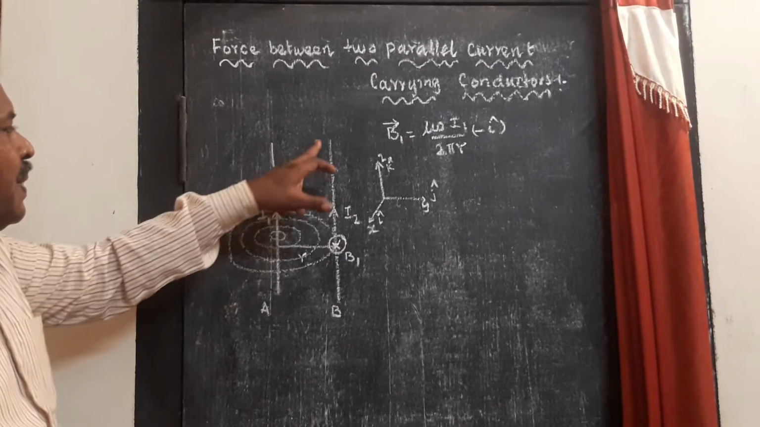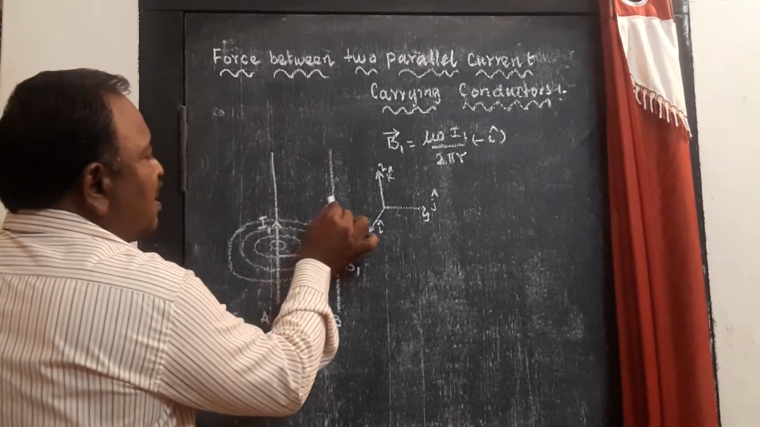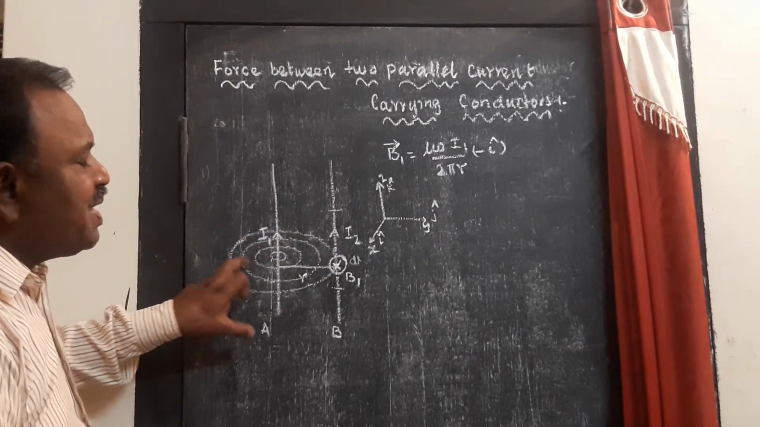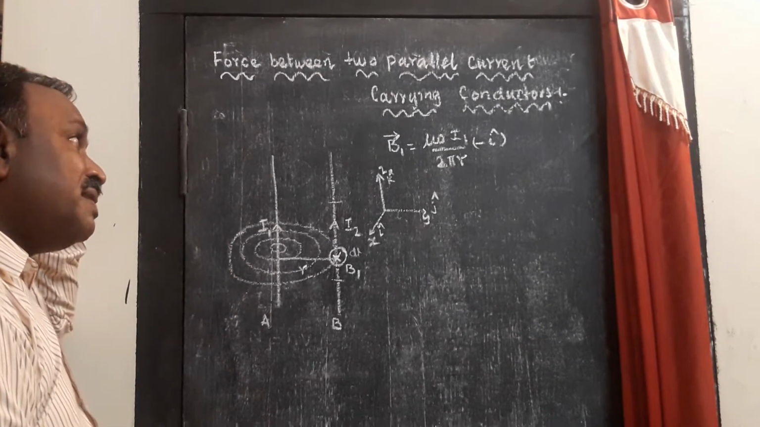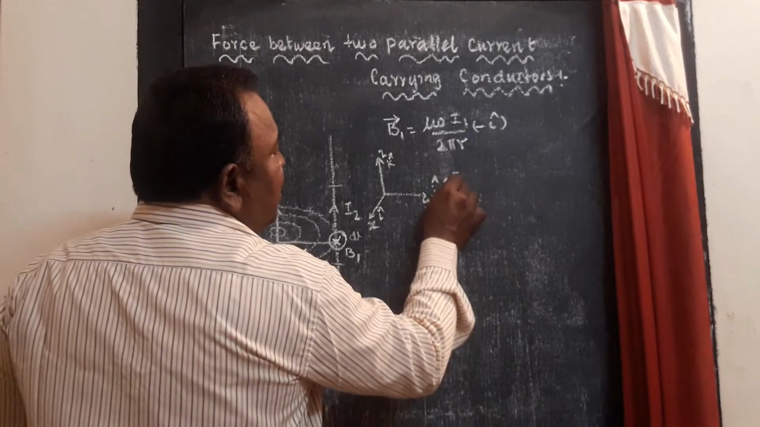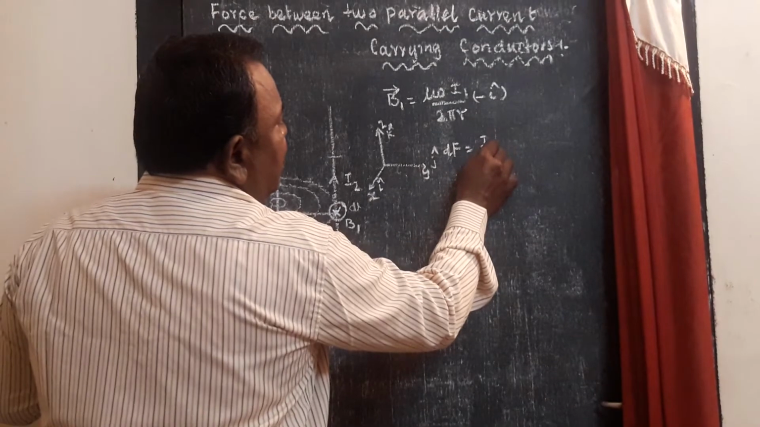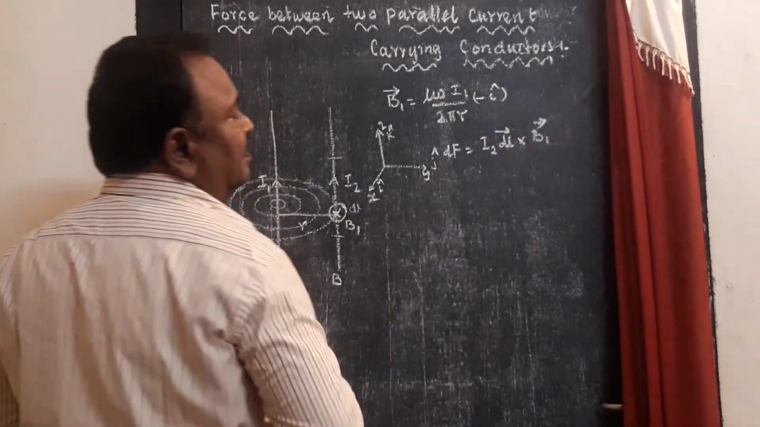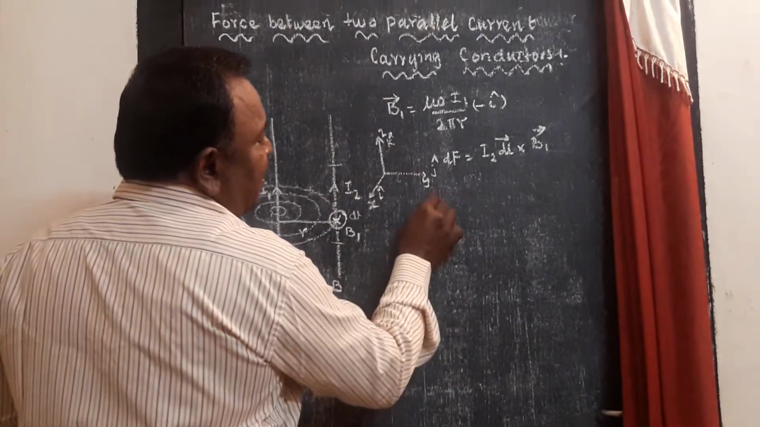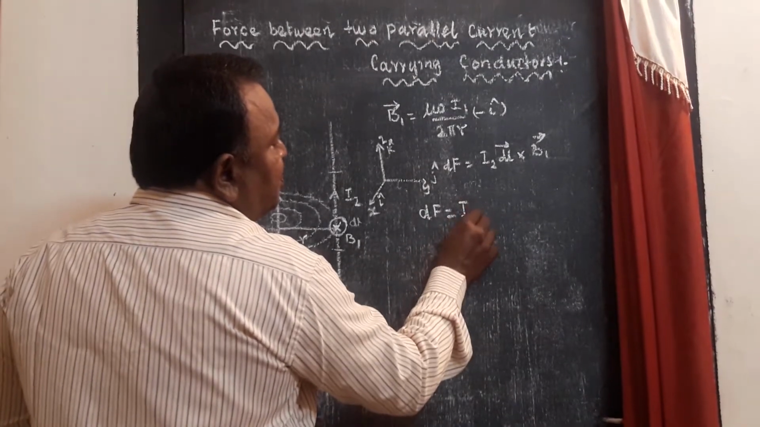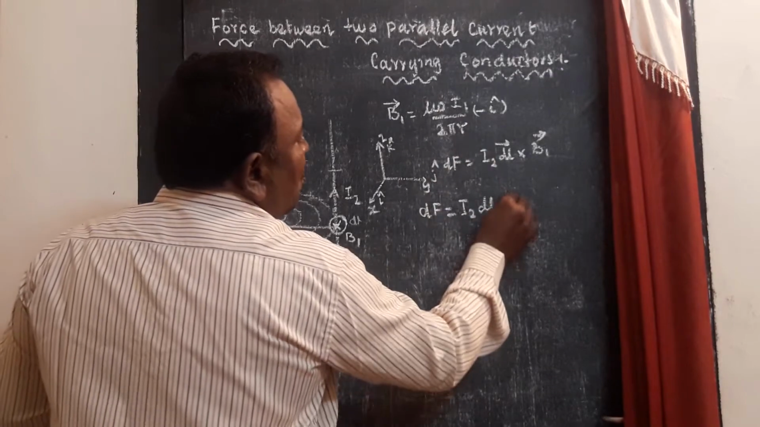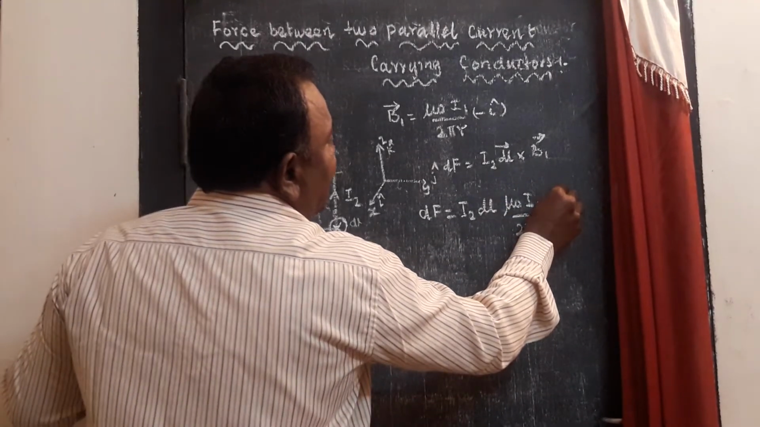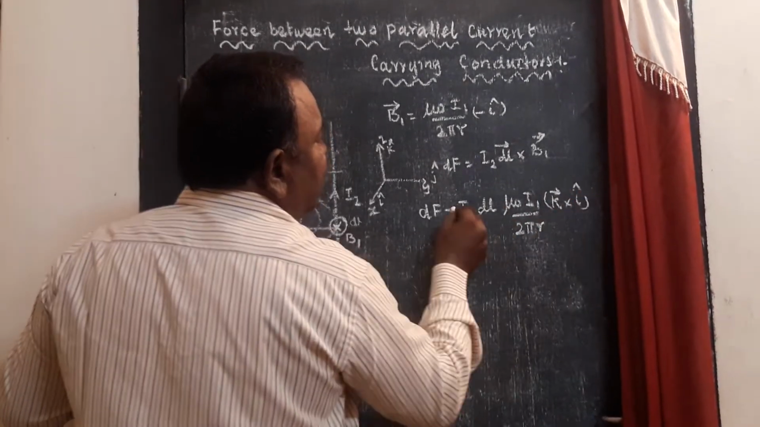In this magnetic field, this conductor B is located. Let us now consider a small element of length dl. This dl element will experience a force. The force experienced by this conductor is given by dF is equal to I2 into dl cross B1. Substituting the values, we will have dF is equal to I2 into dl into mu naught I1 by 2 pi r into k cross I cap with the negative sign.